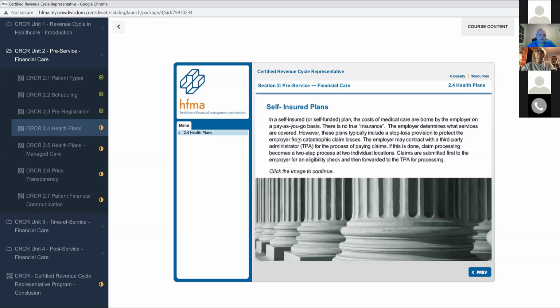So, for instance, if you have an employee who develops an aggressive form of cancer that requires significant treatment, chemo, those drugs can get rather expensive. They do have stop-loss provisions, which will help protect the employer from exorbitant claim costs. Your employer can contract with a third-party administrator for processing of claims.